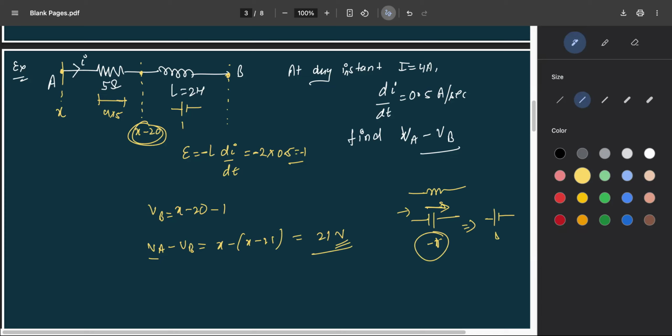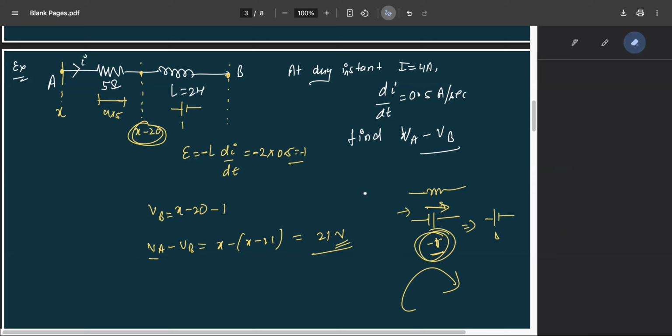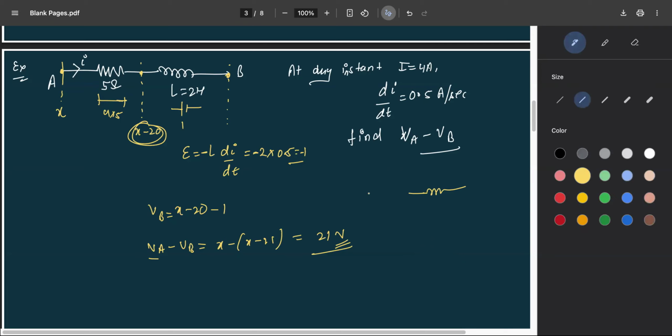Now it's fine, right? And if you can't think in any way, simply say you are going in this direction, and whatever the value you calculate, just add it in your answer. That will give you the answer. If you don't want to think too much, you are coming from this direction to this direction. Whenever you are coming from here to here, you simply add minus L di by dt. That's it, nothing else. You just need to solve many problems. If you solve 10 to 20 problems of this kind, you'll get the answer.